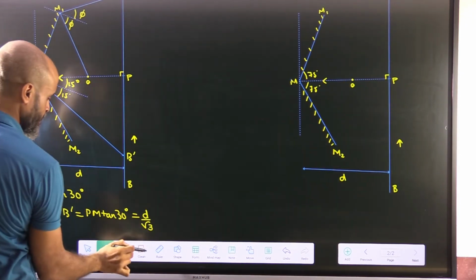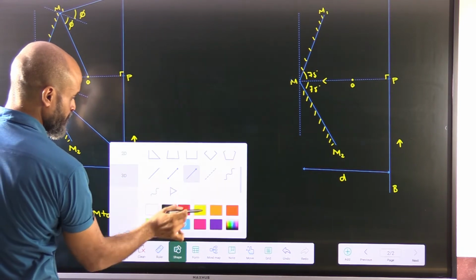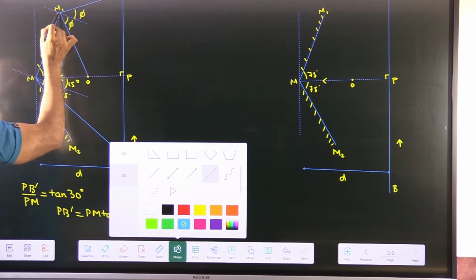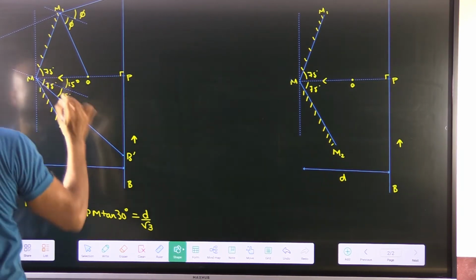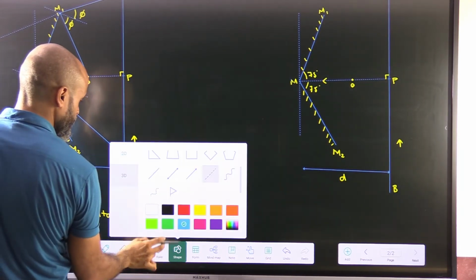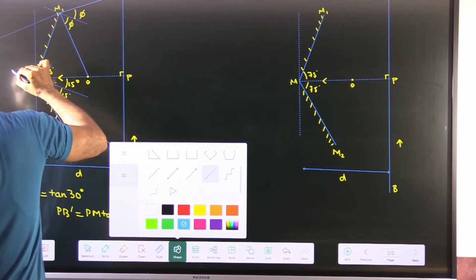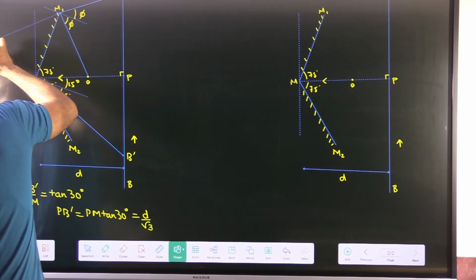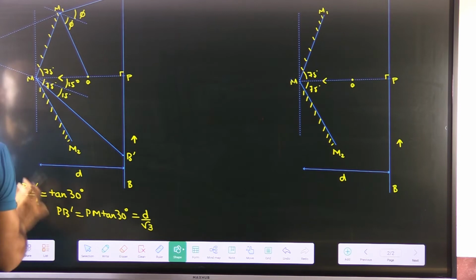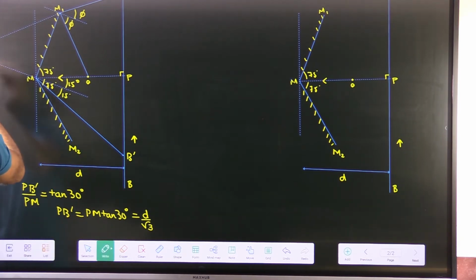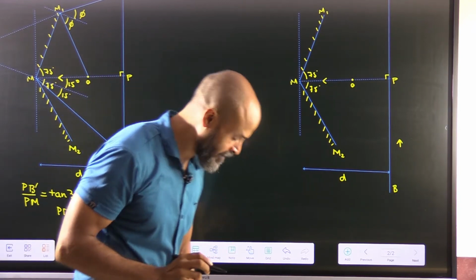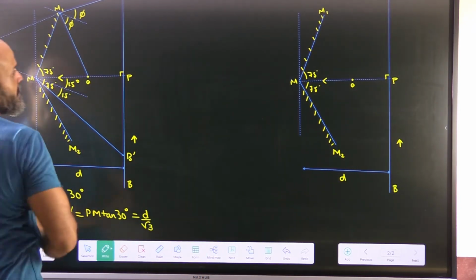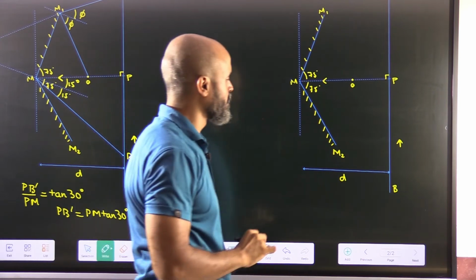If I extend this behind, and if I happen to extend this behind as well, it will meet up at some point, let's say I. This is going to meet up at some point I. So this is one image I1. Let's say we'll talk about the reflection here.